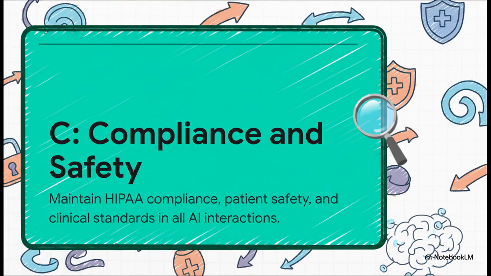The final piece we're going to highlight is the second C, and that's for compliance and safety. And this part is absolutely non-negotiable. You are always legally and ethically responsible for what you document or communicate, even if an AI helped you draft it. And never, ever input patient-identifiable information into public AI tools.